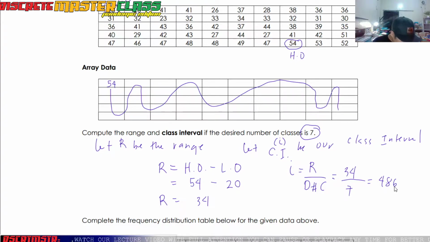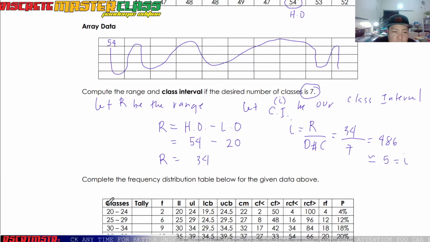Kwenta natin. 34 divide 7. Okay, that's good. 4.86. But you need to round your answer always sa whole number. So 4.86 means that is approximately 5. So ito yung tinatawag na class interval. Okay? Again, to minimize the time and to maximize your data para magamit mo pa sa iba, complete the frequency table below for the given data above.